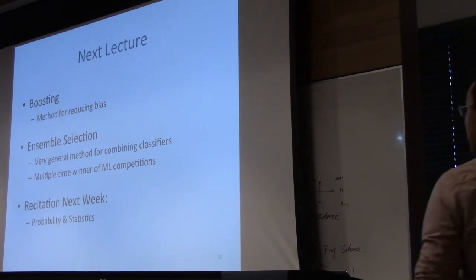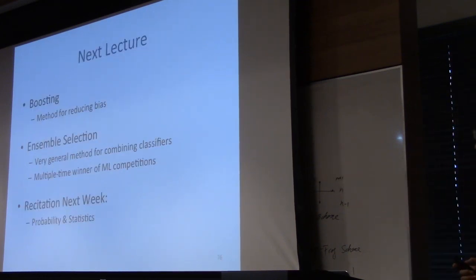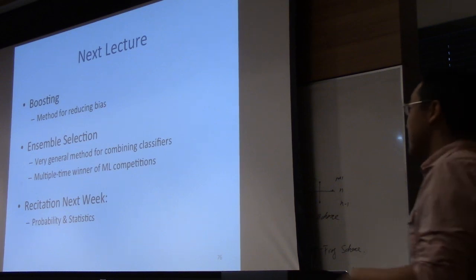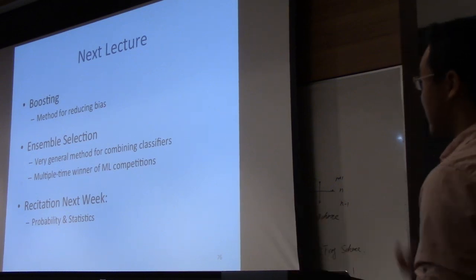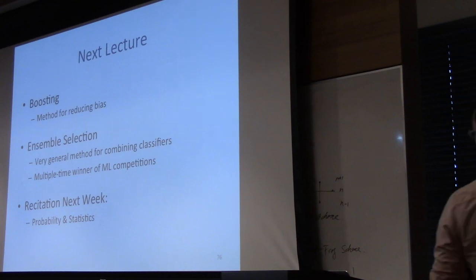Okay, so next lecture, we're going to talk about an alternative, the flip side of bagging, which is called boosting, which is a method for reducing bias rather than variance, and then ensemble selection. And next week, we're starting on probability and statistics.